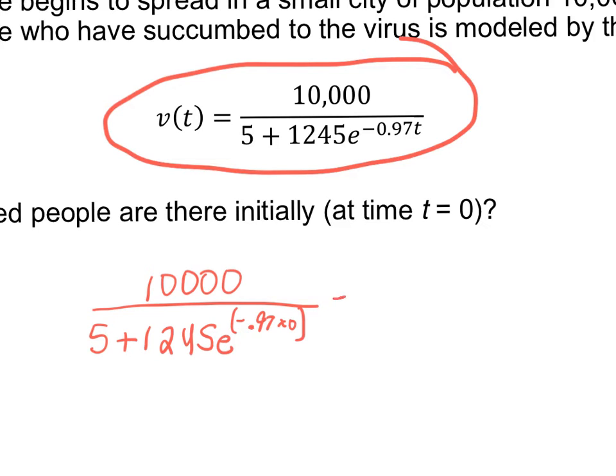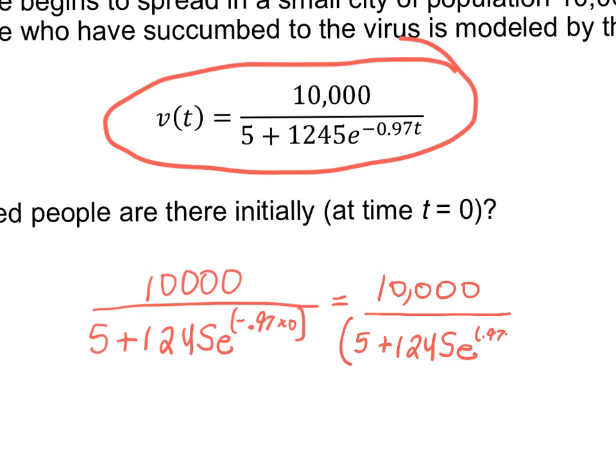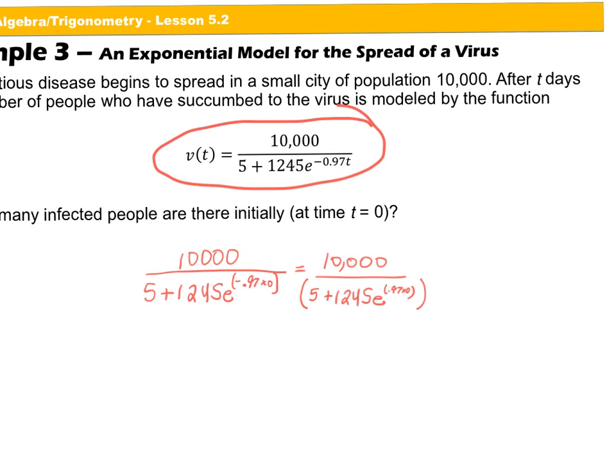To do this in your calculator, you guys have to be real careful. If I were you, let's try it first in steps. Let's do just the denominator. So in your calculator, you're going to hit parenthesis, right? 5 plus 1245 E, and then in parentheses you have 0.97 times 0. Close that little parenthesis, and then close the big parenthesis. Just do the denominator. Don't even worry about the numerator yet. We'll practice doing it all at one time, but let's just practice this way.